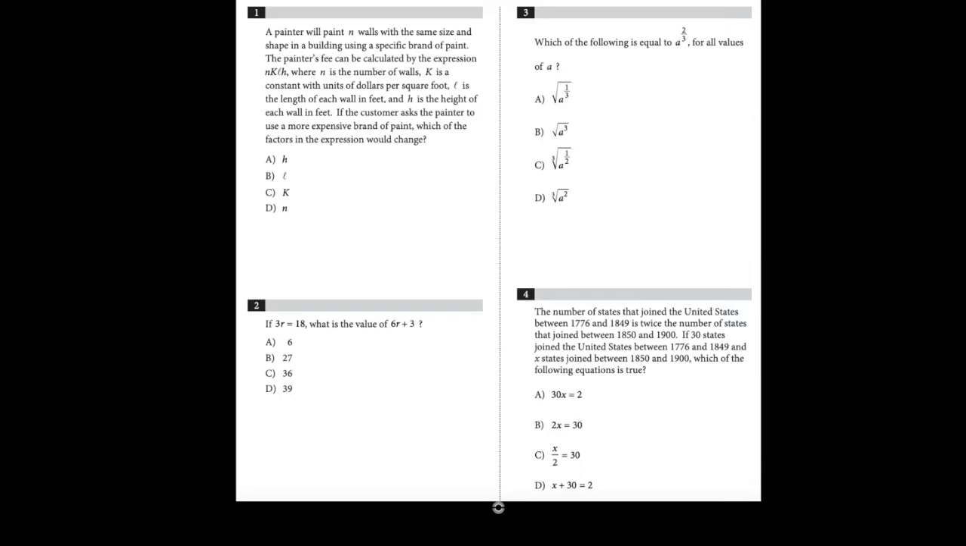Today we're doing something different. We're going to speed solve an SAT math non-calculator section.